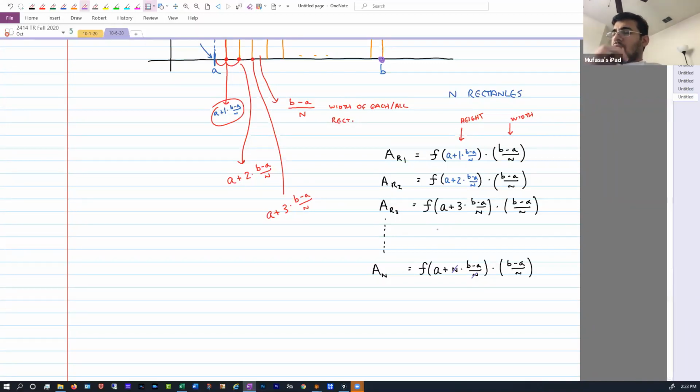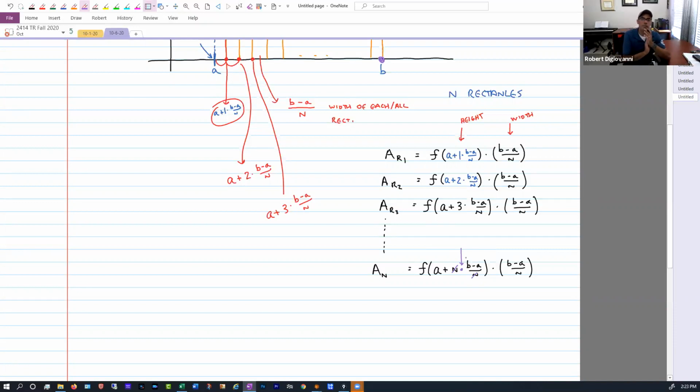Like, how can you cancel the N's out if there's multiplication? This is multiplication right here. Okay, and the plus is with A, not N. Yeah, yeah, my bad.